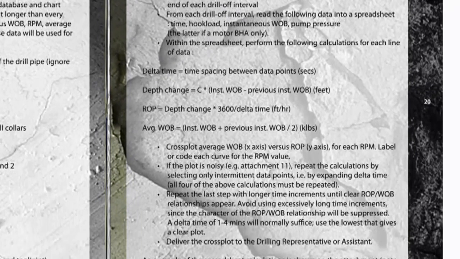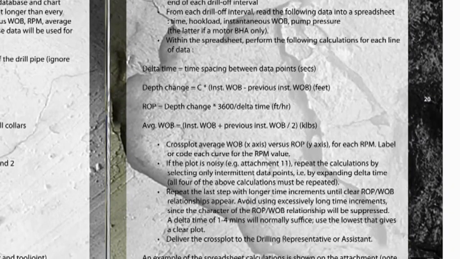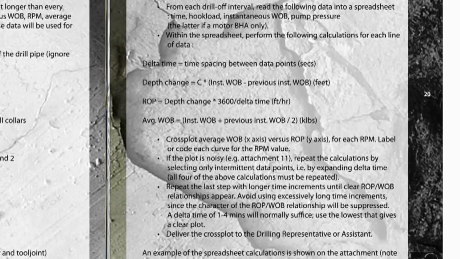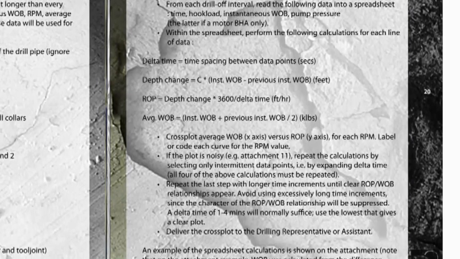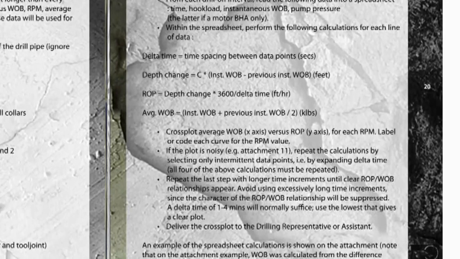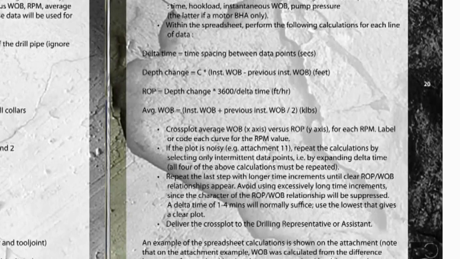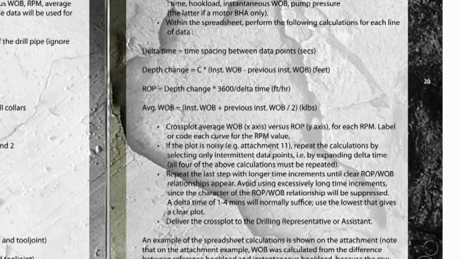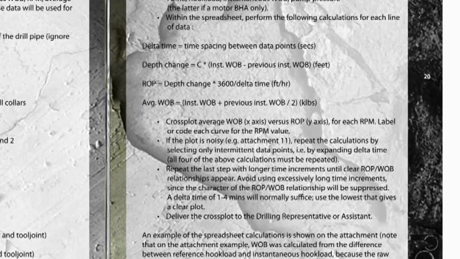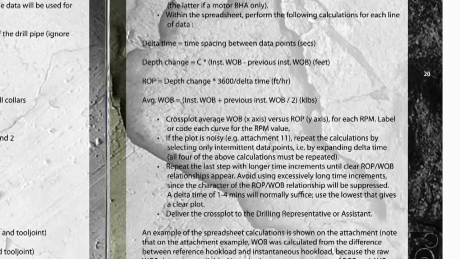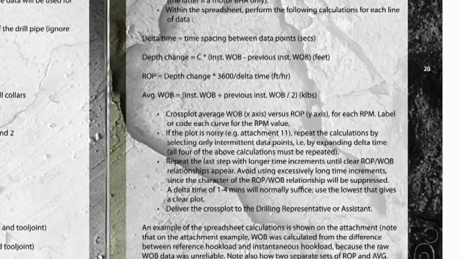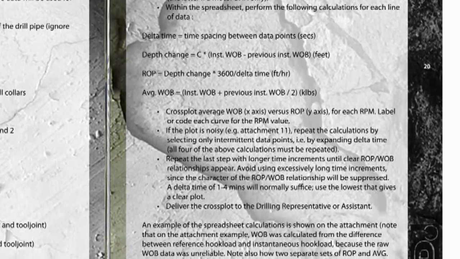Cross-plot average WOB, x-axis, versus ROP, y-axis, for each RPM. Label or code each curve for the RPM value. If the plot is noisy, e.g. attachment 11, repeat the calculations by selecting only intermittent data points, i.e. by expanding delta time. All 4 of the above calculations must be repeated. Repeat the last step with longer time increments until clear ROP-WOB relationships appear.